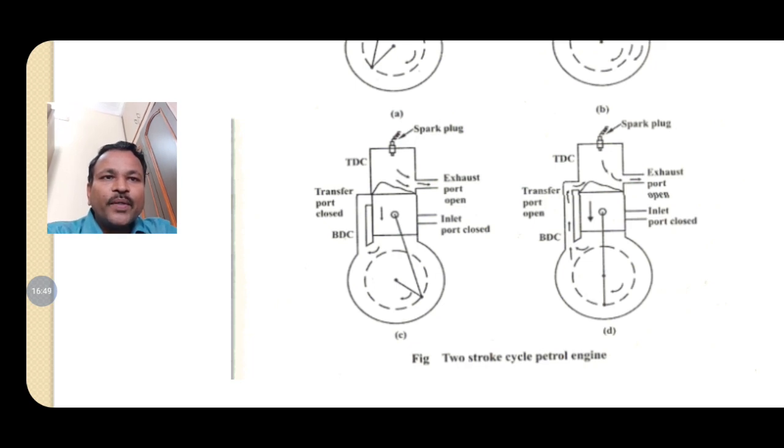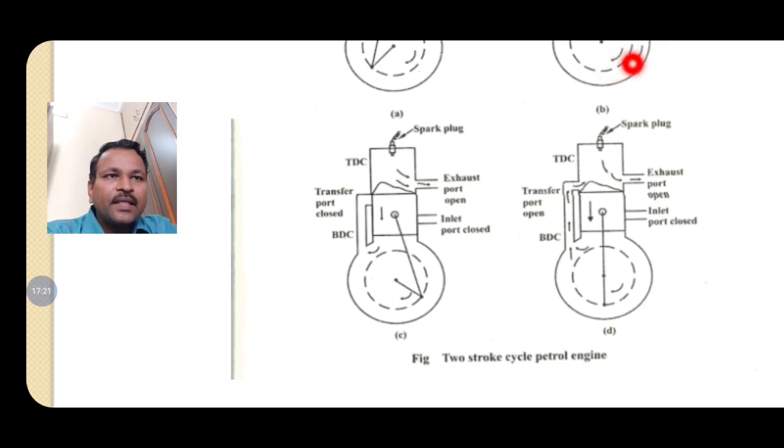The piston starts moving from the top dead center to the bottom. You can see the downward direction. So at the time expansion takes place, some exhaust gases are going outside. Okay, so the inlet port is closed here. Transfer port is also closed here. Now here you can see the last one. Exhaust port is open. Through the exhaust port, gases are going outside.